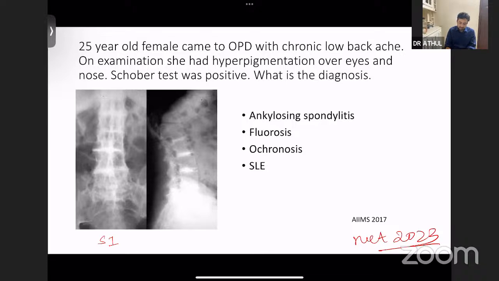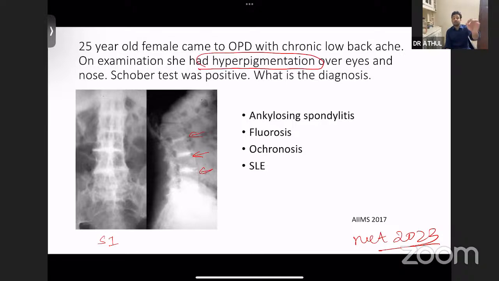The X-ray of the SI joint as well as the sagittal section. So this X-ray is very important. Why I am telling you is that here you are able to see multiple intervertebral disc calcifications. Also, the patient is having hyperpigmentation.